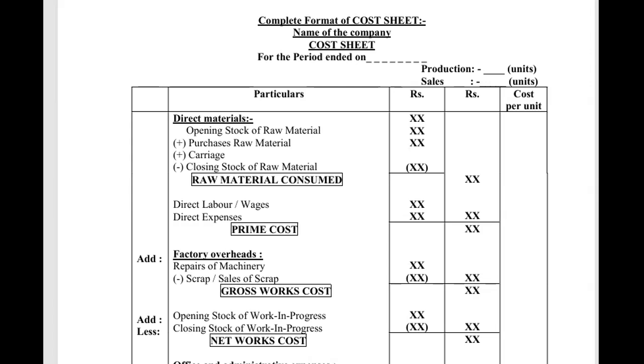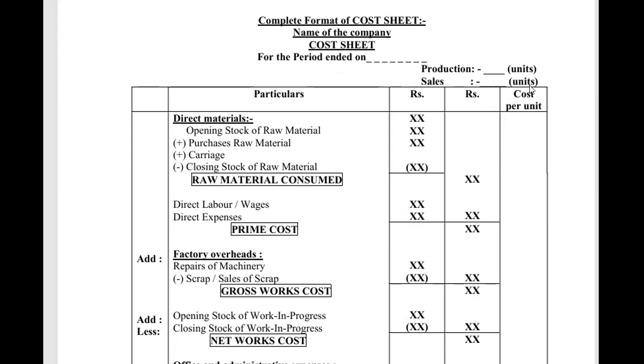Before starting with the practical questions, we'll be seeing the format of the cost sheet. So this is the complete format of a cost sheet. The name of the company will be written. Thereafter, the cost sheet heading will be given for the period ended, whatever the year ending, 31st March 2025-26. Production units are given. How many units we have produced will be given here, and the sales units will be given here.